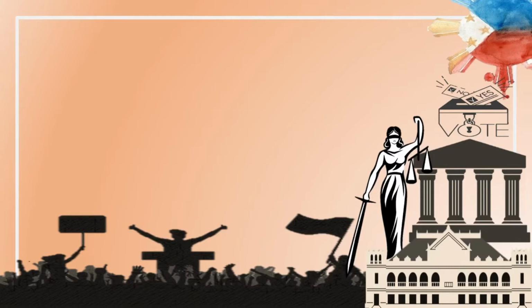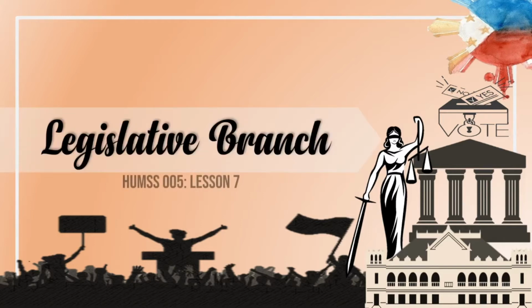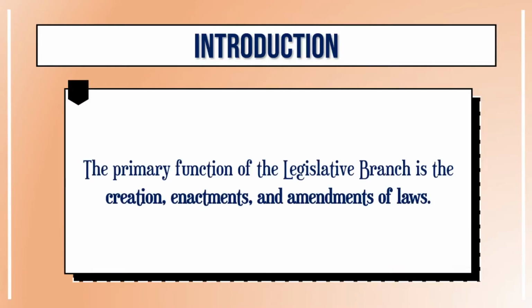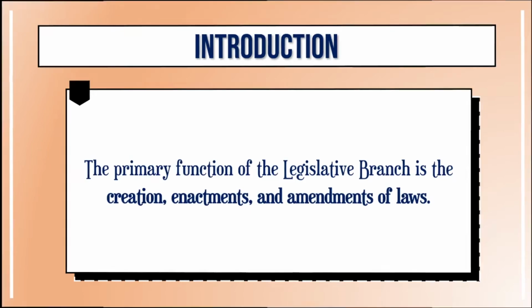After discussing the historical background of Philippine politics, let us now proceed to the three branches of the Philippine government. We will tackle first the legislative branch. The primary function of the legislative branch is the creation, enactment, and amendment of laws. In other words, the legislative branch is authorized to make laws, alter, and repeal them through the power vested in the Philippine Congress.